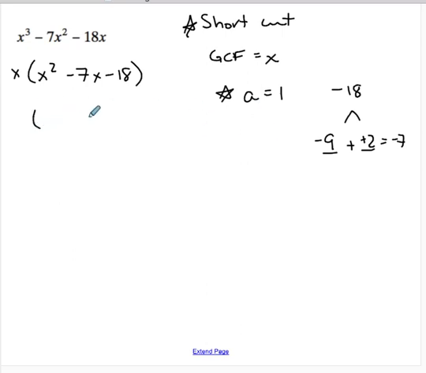And here, because this leading coefficient is 1, both of the binomials have to be x times x. They have to start with x. So then these are just my constants for the binomial. So x minus 9 and x plus 2. So that will save you a significant amount of time if you learn to identify when a is 1.